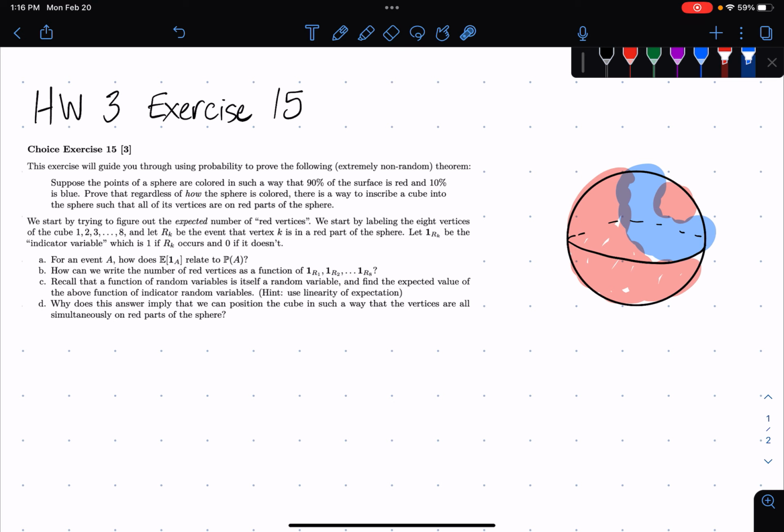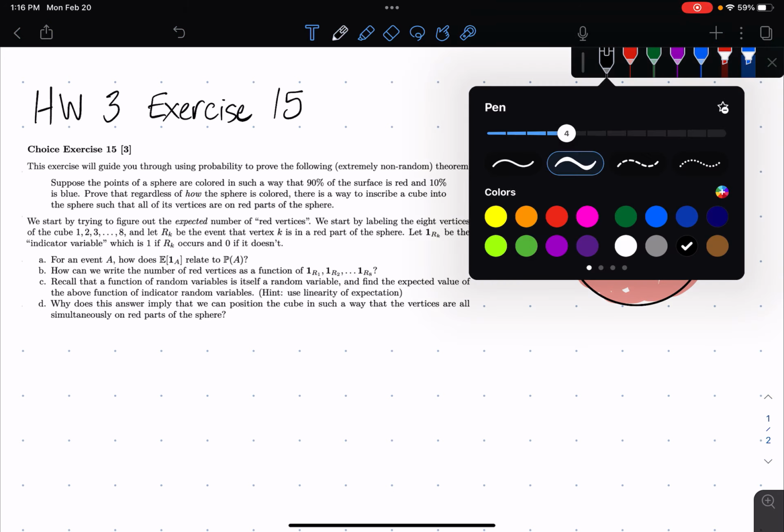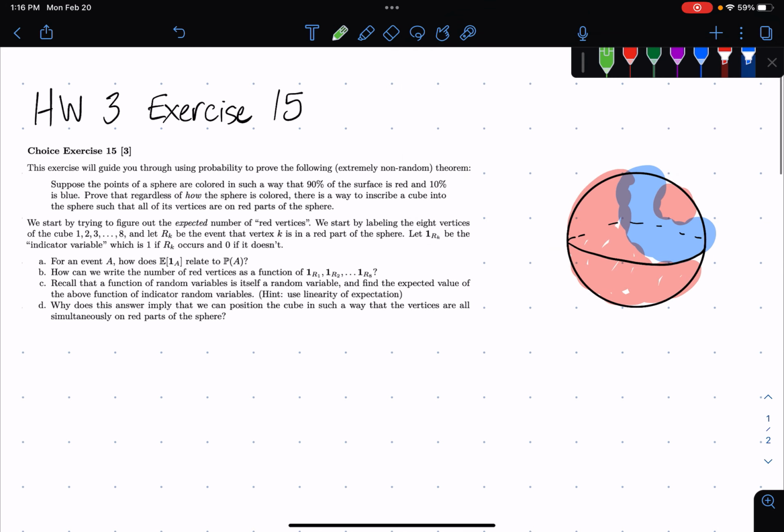We're trying to prove that regardless of how we color it red and blue, we can put a cube into the sphere such that all of the vertices are on the sphere. So maybe let's make our cube green for a minute. And we're drawing it in such a way that all the corners of this thing are touching this sphere on the inside.